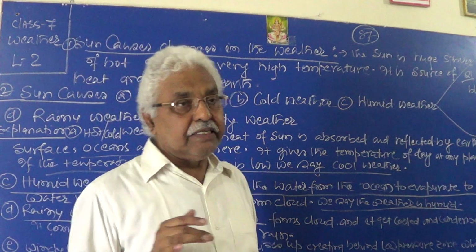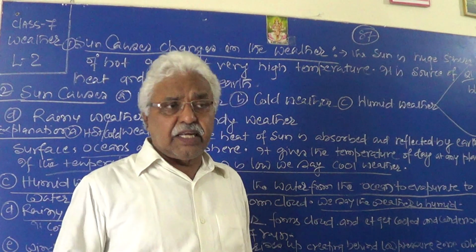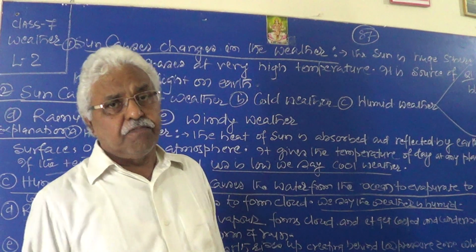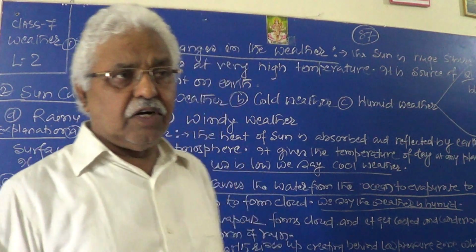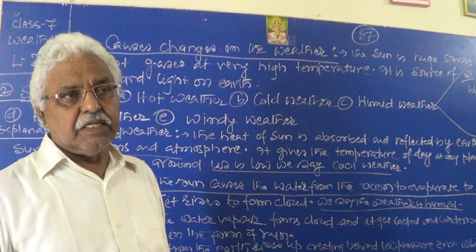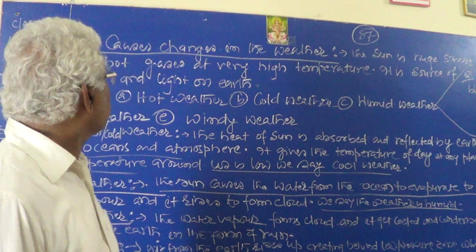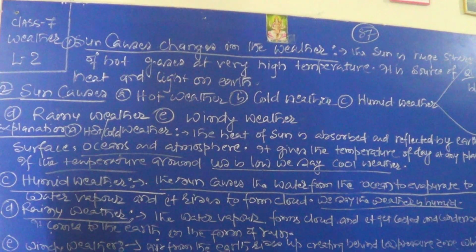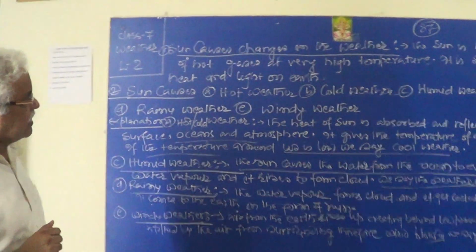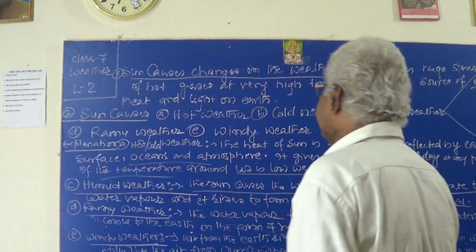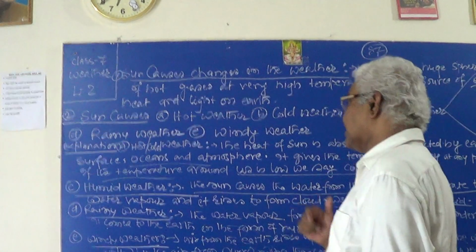Now, children, solar energy is responsible for all types of weather changes and their elements. Now my topic is: sun causes changes in the weather. Sun is a huge sphere of hot gases with a very high temperature. It is a source of heat and light on the earth. What does the sun cause?